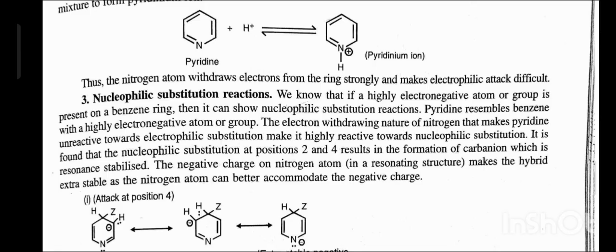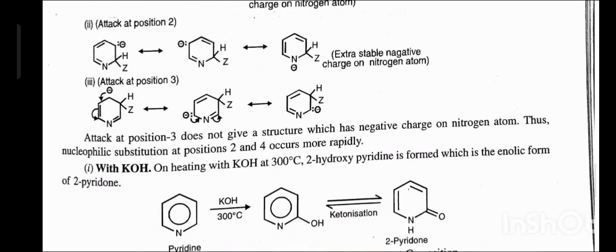substitution reaction. It is found that the nucleophilic substitution at position 2 or 4 results in the formation of a carbanion which is resonance stabilized. The negative charge on the nitrogen atom makes the hybrid extra stable, as nitrogen can better accommodate the negative charge. Attack at position 3 does not give a structure which has negative charge on nitrogen atom, thus nucleophilic substitution occurs at position 2 and 4 more rapidly.